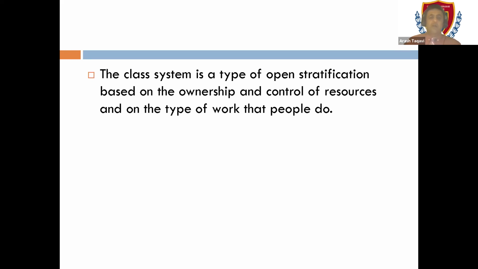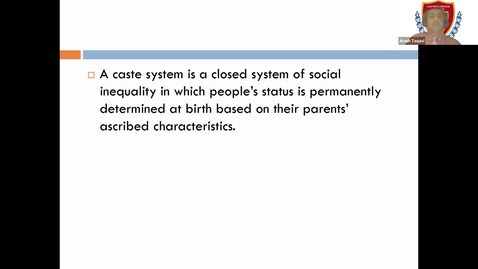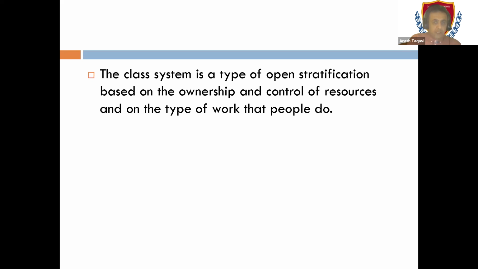A caste system, class system, another type. The class system is a type of open stratification. The caste system was a closed system of social inequality. The class system is a type of open stratification. You can change your social class based on the ownership and control of resources and on the type of work that people do. What I have talked about, SES, socioeconomic status, is something like the class system. You can change your social class by changing your ownership and control of resources and the type of work that you do.